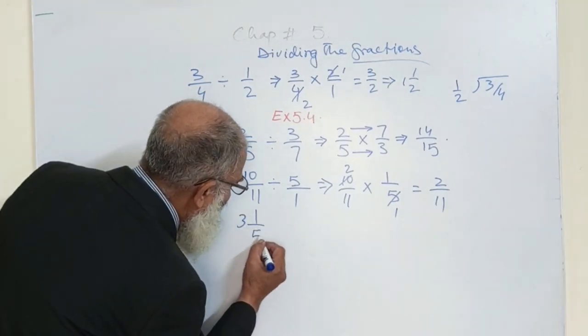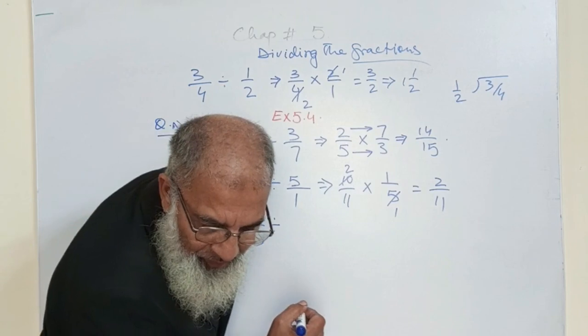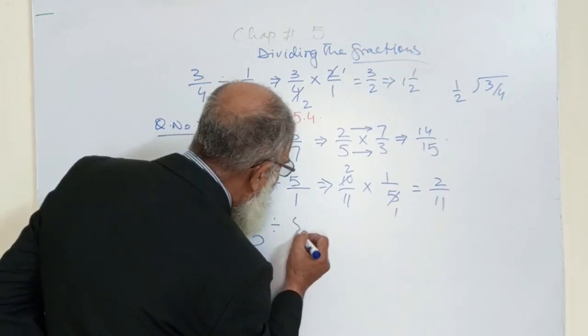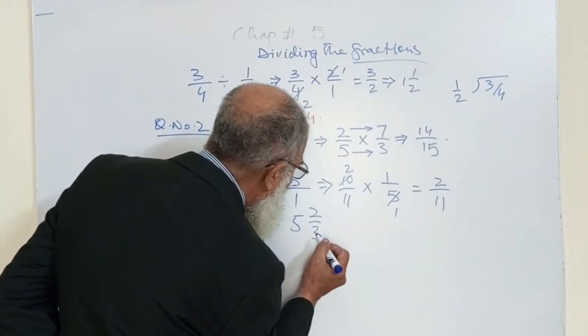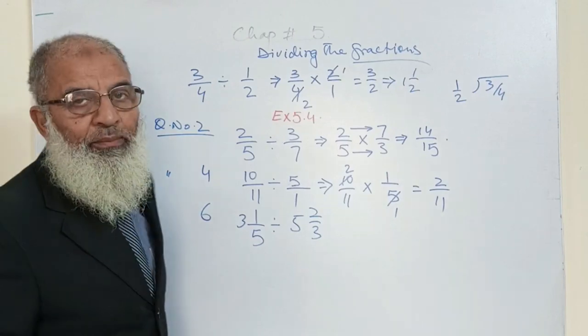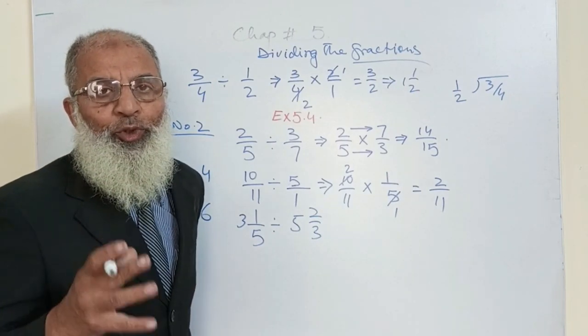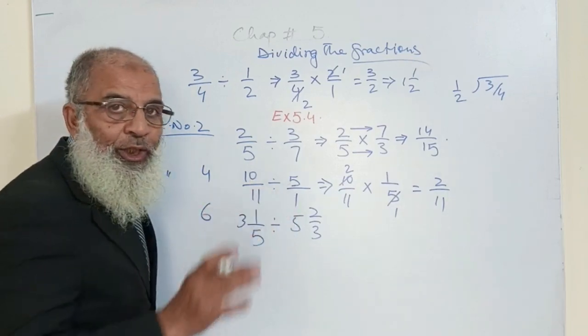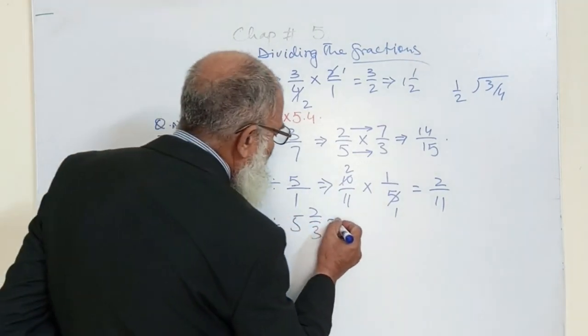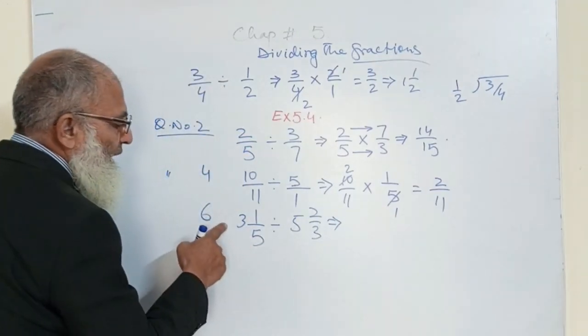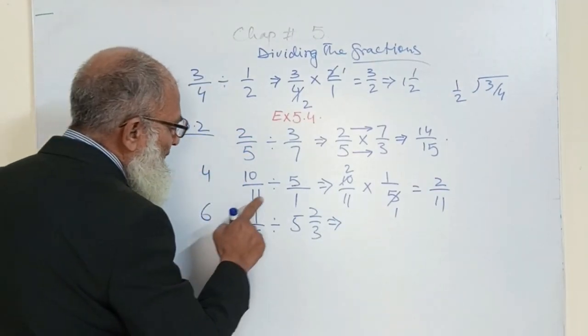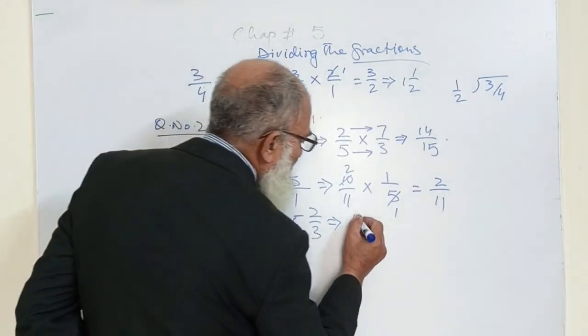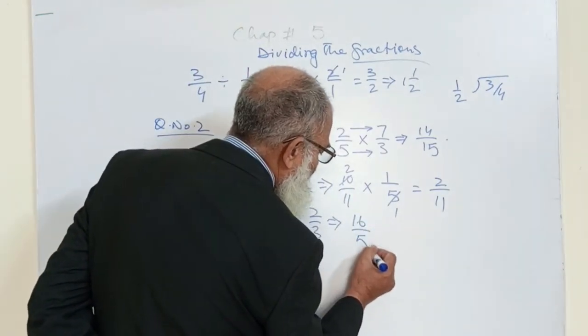3 1 upon 5 divided by 5 2 upon 3. Now these are mixed fractions, so first you have to change the mixed fractions into improper fractions. So what will we do? 3 5 times 15, 15 and 1 is 16. So it will become 16 upon 5.